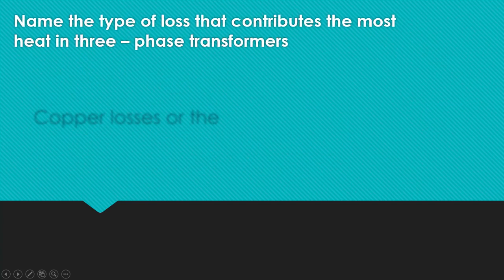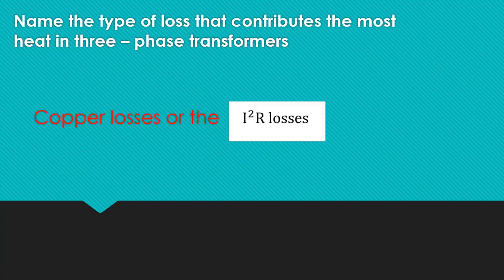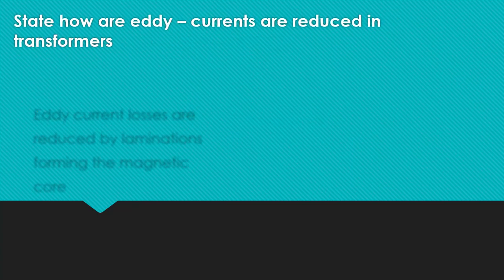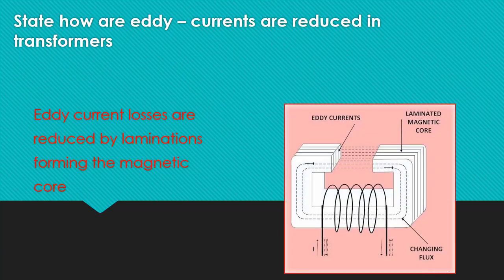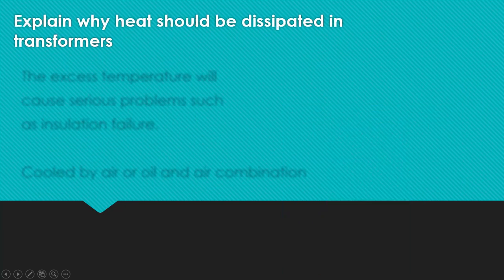Name the type of loss that contributes the most heat in a three-phase transformer: copper losses or the I2R losses. State how eddy currents are reduced in transformers. Eddy current losses are reduced by laminations forming the magnetic core. So in the diagram on the right hand side, we can see that it is laminated. Laminations are thin strips of steel that are placed together, and this prevents the circulating eddy currents.